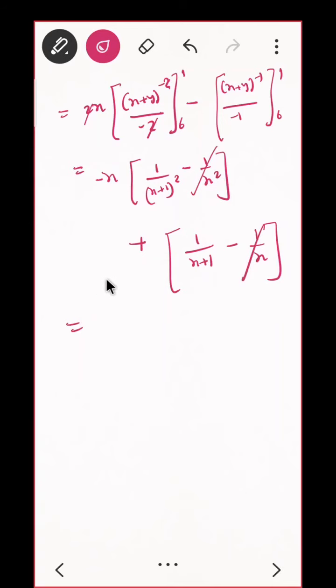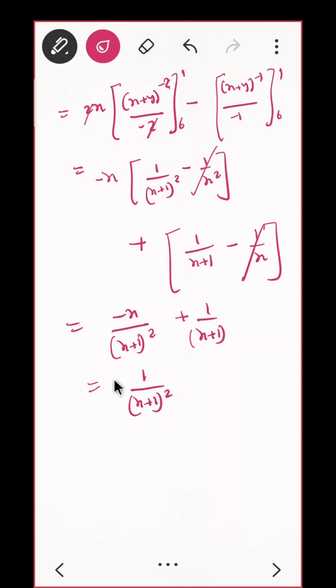So we will be remaining with only these two terms. The first term is minus x upon (x plus 1) the whole square, and the second term is plus 1 upon x plus 1. So multiply by x plus 1 in numerator and denominator, and we will have x plus 1 minus x, which is 1 upon (x plus 1) the whole square. This will be your term, correct?